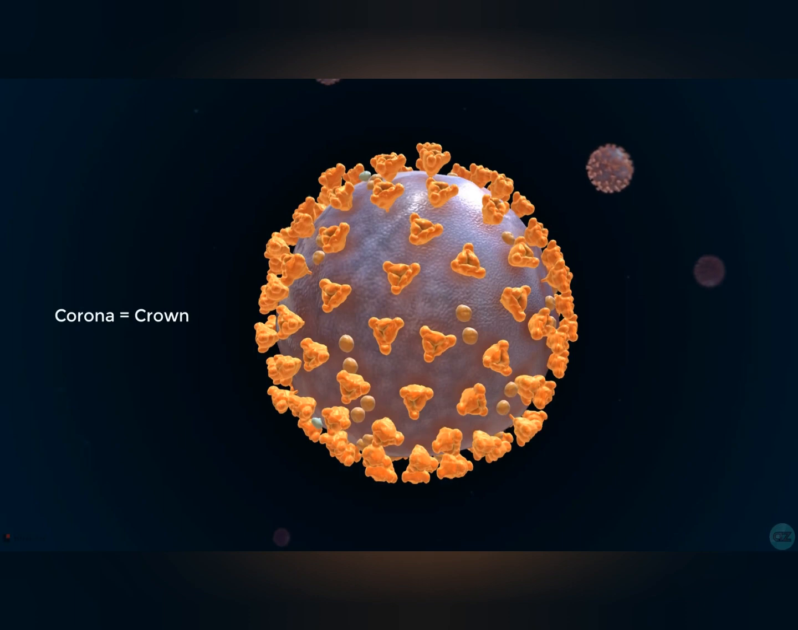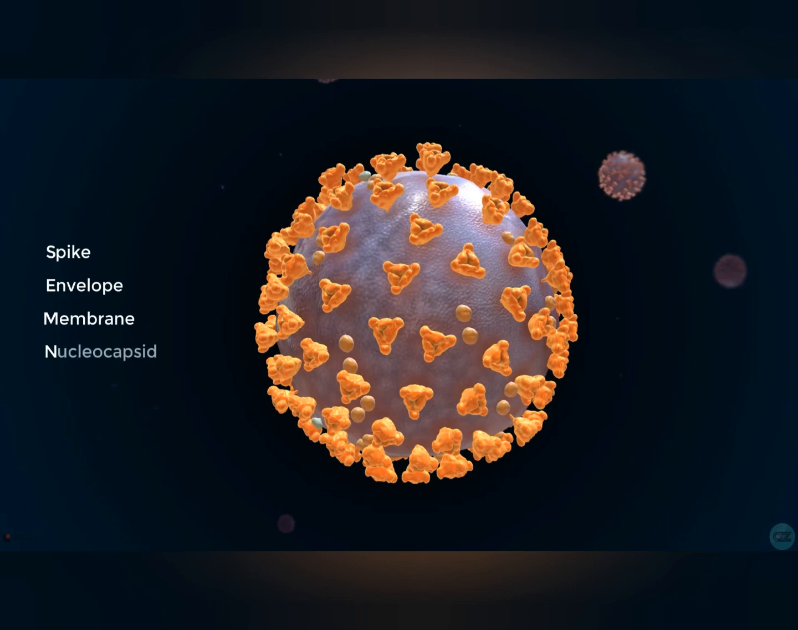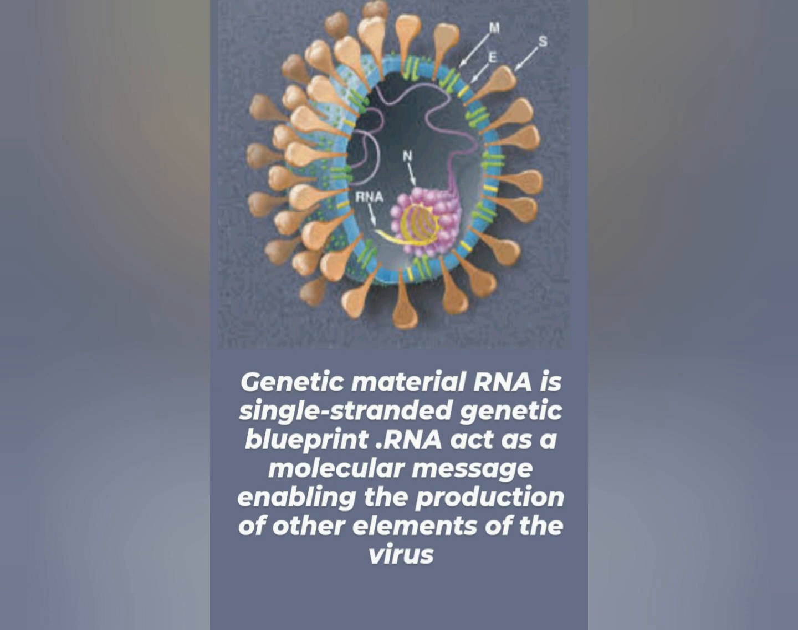Looking at this virus, we can see there are four types of protein: S, E, M, N. S means spike protein, E, envelope protein, M, membrane protein, and N, nucleocapsid. The genetic material RNA is a single-stranded genetic blueprint. RNA acts as a molecular message enabling the production of other elements of the virus.